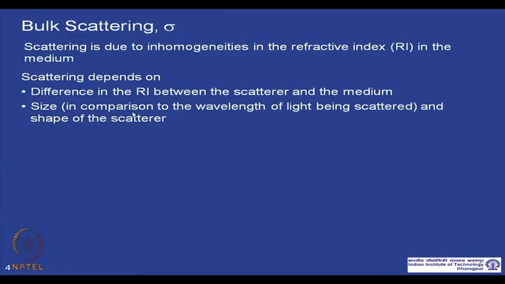So, first and foremost, the criterion for scattering to happen is that there should be a mismatch or inhomogeneity in the refractive index between the scatterer and the medium. Second, obviously, the amount of scattering will depend upon the size and the shape of the scatterer. The larger the size in comparison to the wavelength of the light being scattered, the higher the amount of scattering.